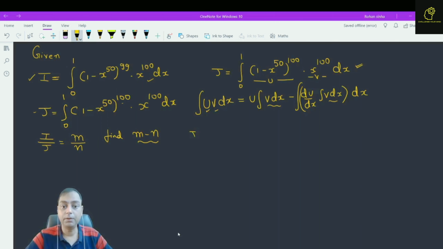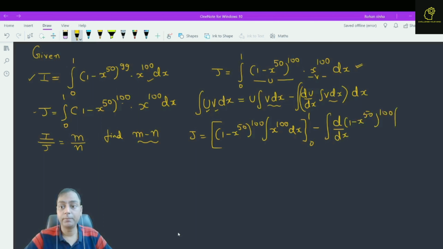So what we find is J as (1 minus x^50)^100 into the integral of x^100 dx, and the limit is from 0 to 1, minus the integral of du by dx, this is d by dx of (1 minus x^50)^100, into the integral of v dx, this is x^100 dx, whole dx, and the limit is from 0 to 1.